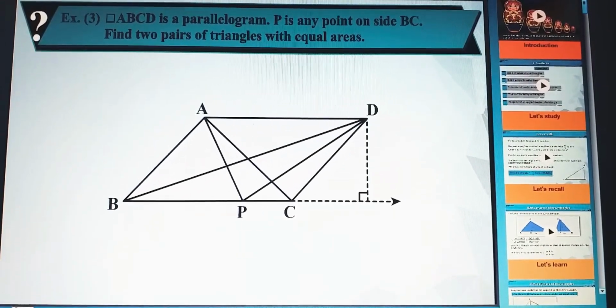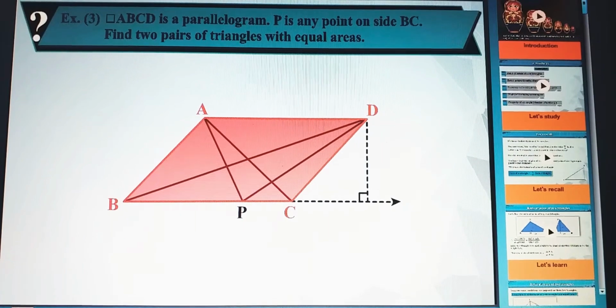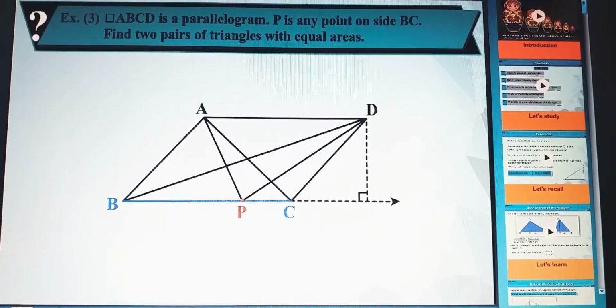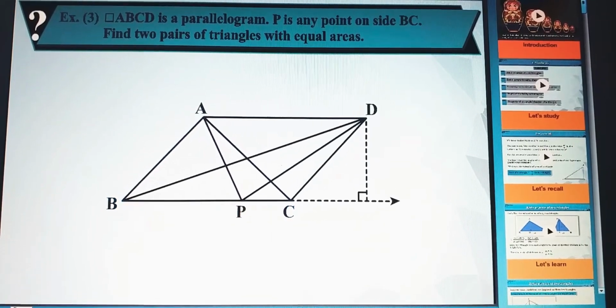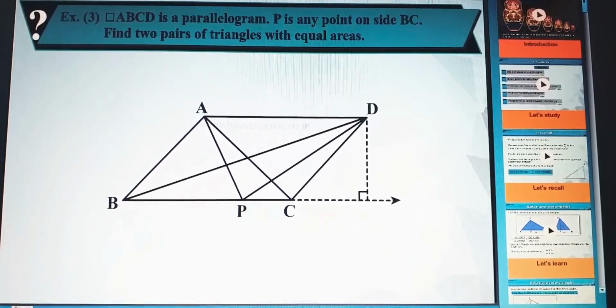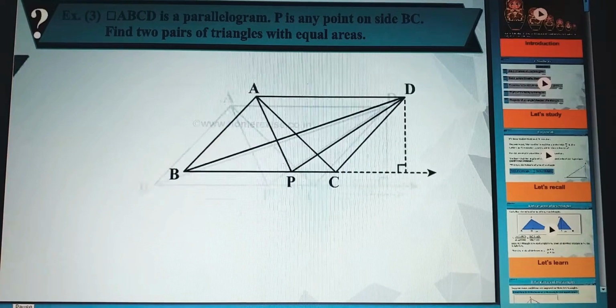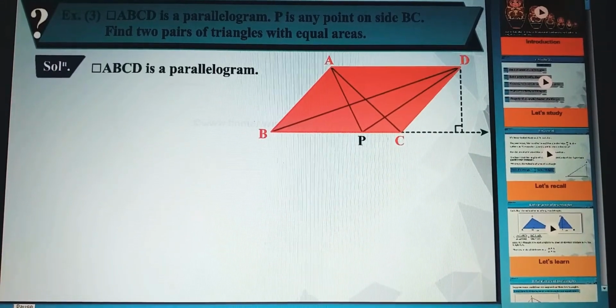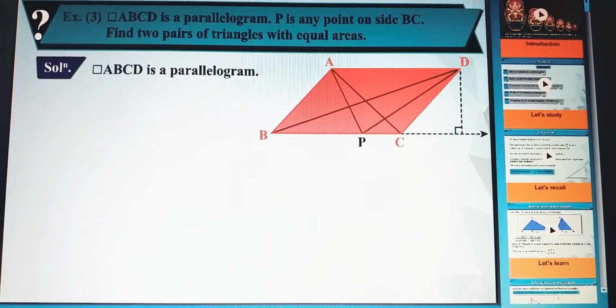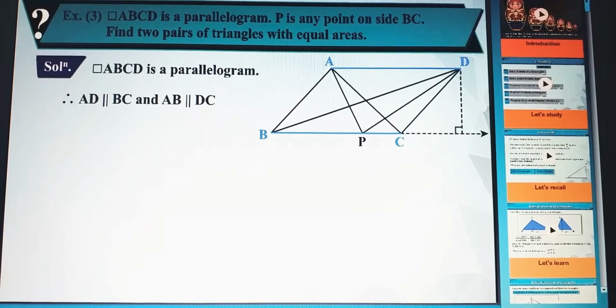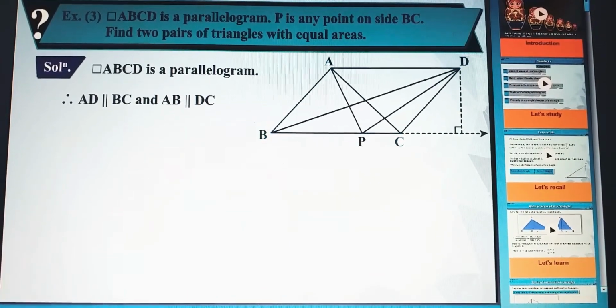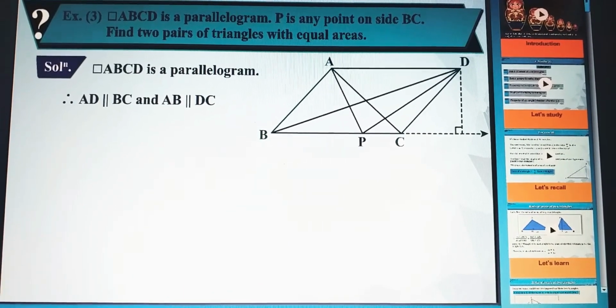Example 3. Quadrilateral ABCD is a parallelogram. P is any point on side BC. Find two pairs of triangles with equal areas. Solution: quadrilateral ABCD is a parallelogram. Therefore, AD is parallel to BC and AB is parallel to DC.